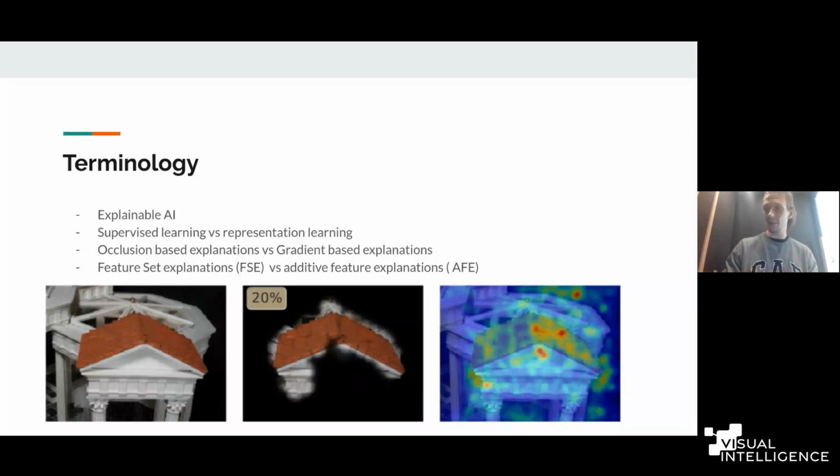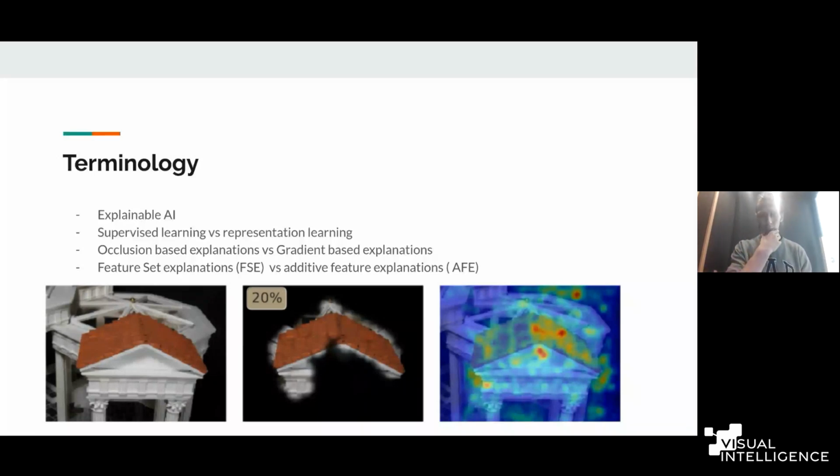Finally, for this specific paper, it makes sense to distinguish between what we call feature set explanations and additive feature explanations. In feature set explanations, we simply find a set of features, a part of the image in this case, which combined give the output, but it doesn't tell you anything about which part of this set is most important. Whereas in additive feature explanations, you have every single pixel and you rank them and say, this pixel is more important than these pixels with respect to creating the output of the model.